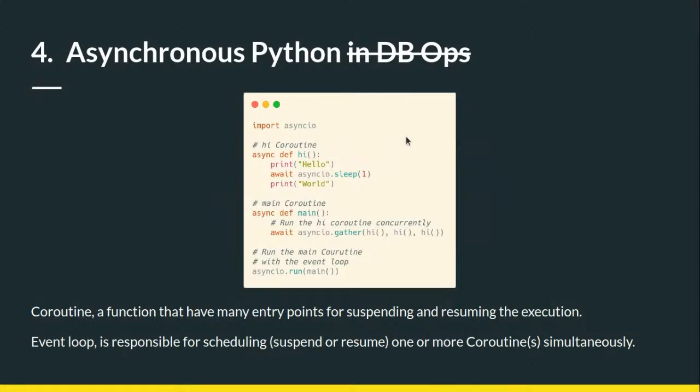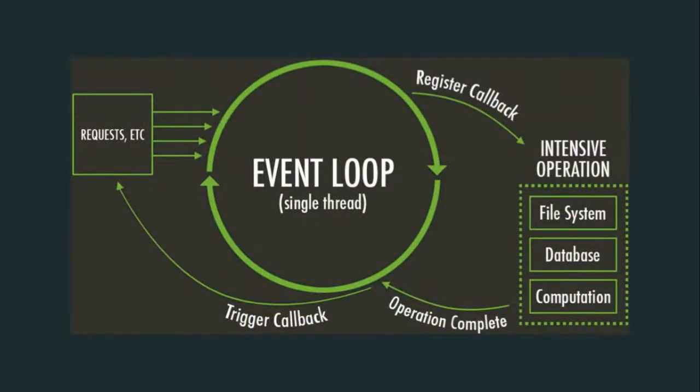Okay. So the coroutine is a function that has many entry points for suspending and resuming execution. In code, a coroutine is a function with the async keyword in front of it, and the event loop is responsible for scheduling, suspending, and running one or more coroutines simultaneously. The illustration is like this, and you need to know, guys, that asynchronous processing is an agnostic technique, because you can do it in other programming languages like JavaScript with Node.js, Golang, Rust, and so on.